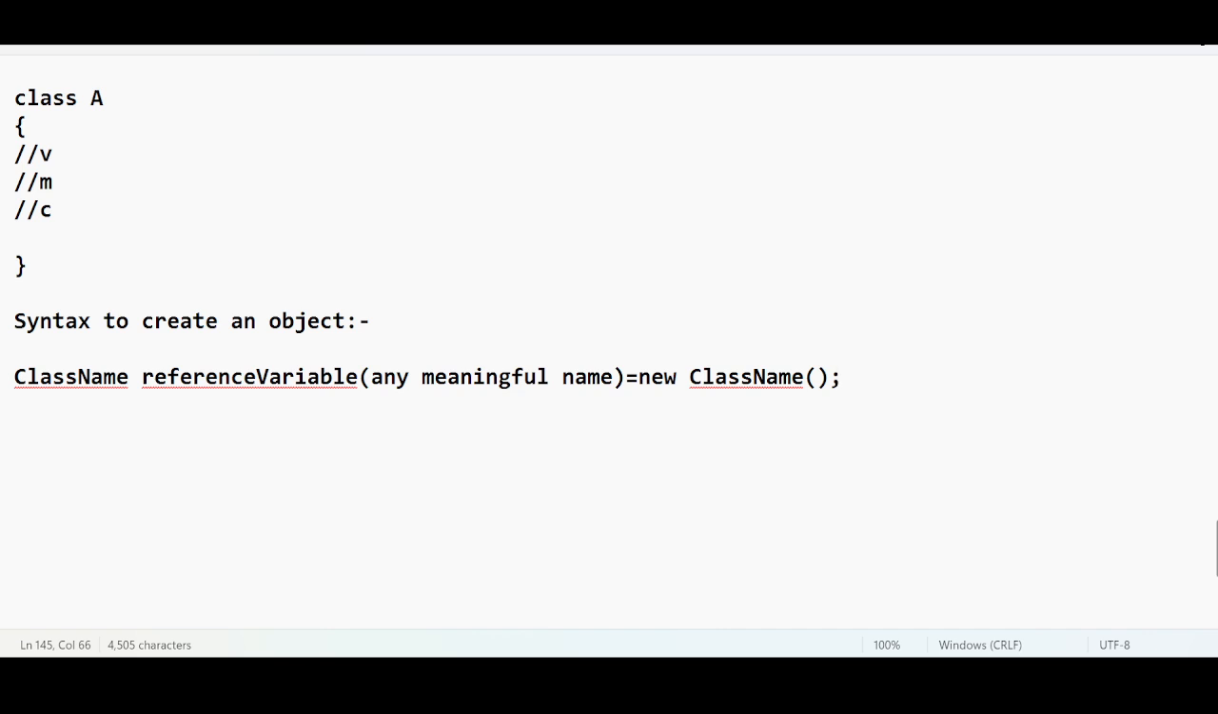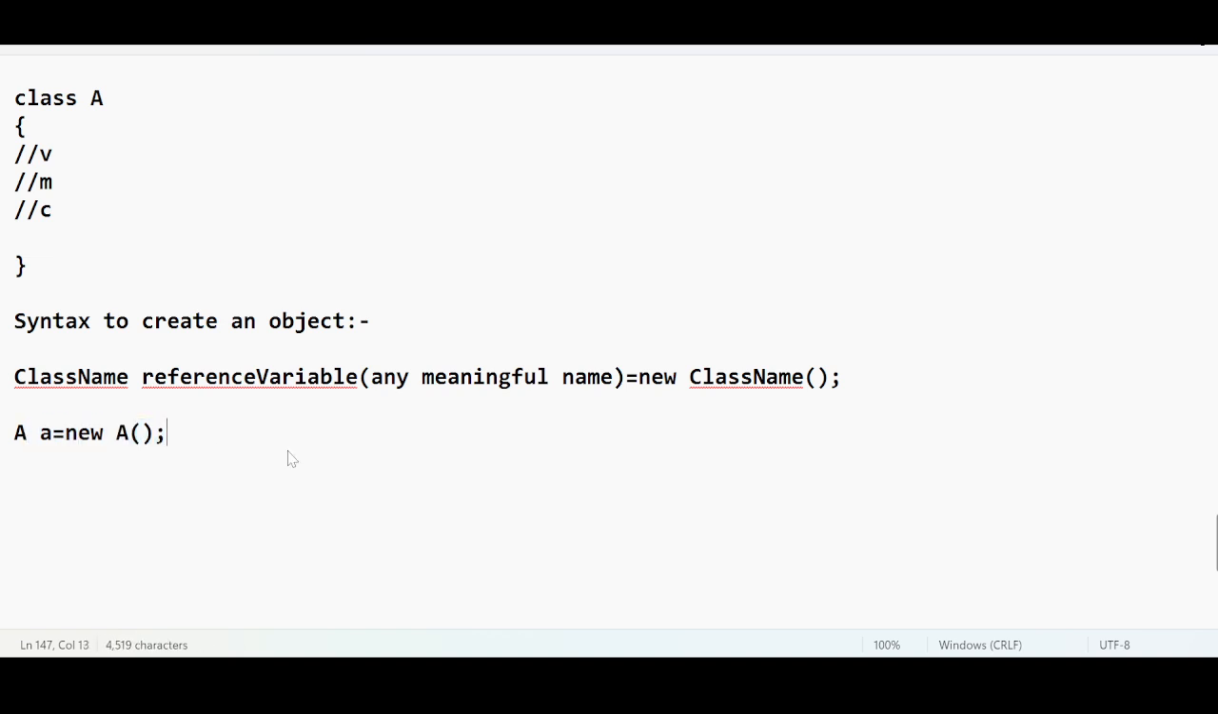I want to substitute this for this class. What would be the object for my class A? The class name is A itself. The reference variable, you can give anything. For simplicity, let me take small a. After this, the new keyword, and substitute the class name, which is A itself. Then take simple brackets, opening and closing, and place a semicolon.